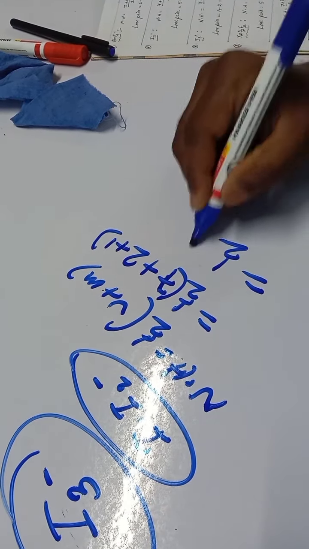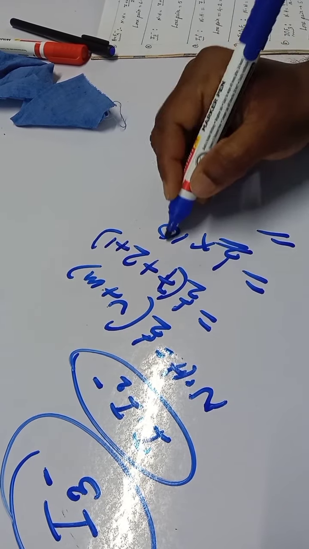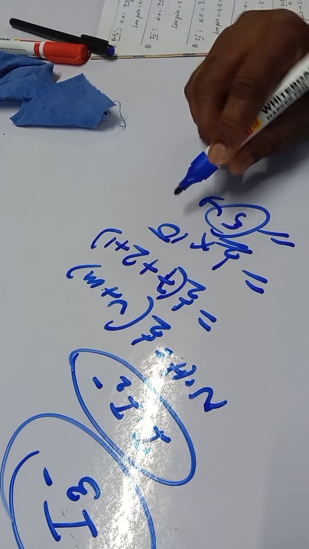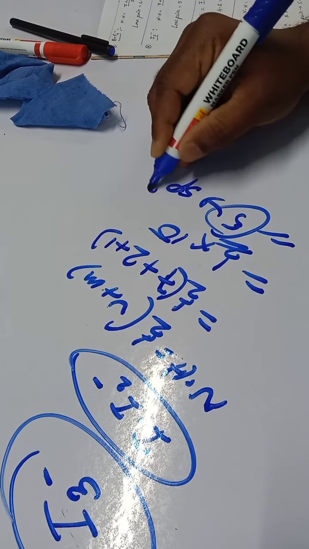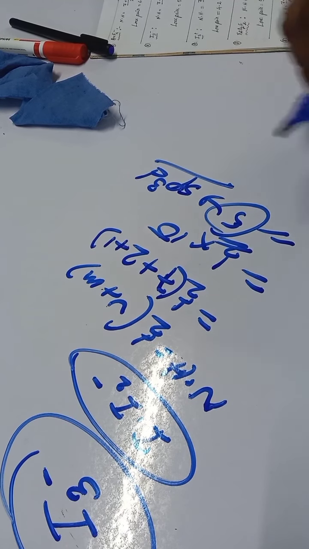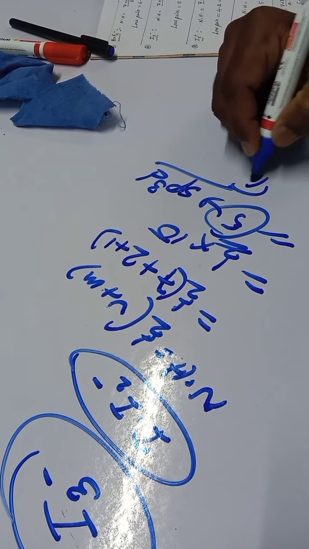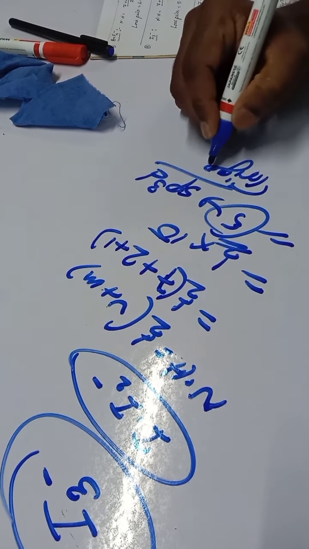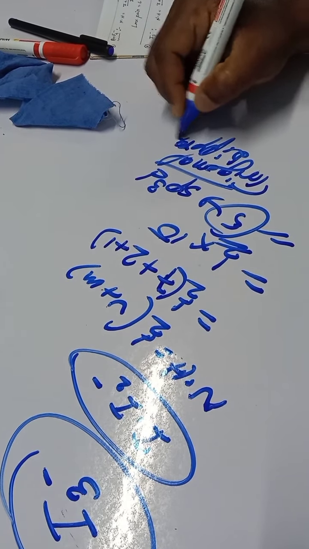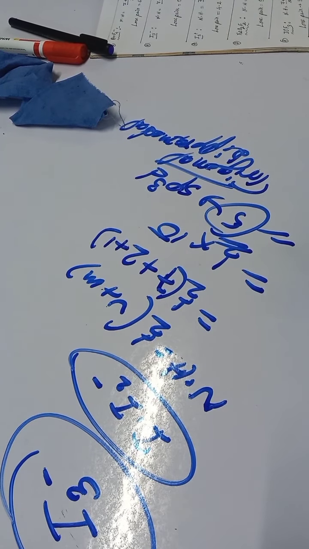So you may write half into 10 equal to 5, that is sp3d. The geometrical shape is trigonal bipyramidal.